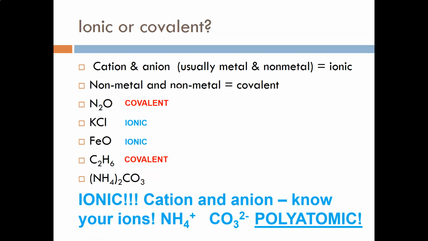We say it's polyatomic when you have these complex ions, and if you don't recognize them, you are not going to know that that is an ionic bond. I have a cation and an anion. It's very, very important that you start to memorize those common ions. The reason we have to identify if it's ionic or covalent is because they have different rules for how we name them. We're going to do ionic first, and then we'll do covalent.